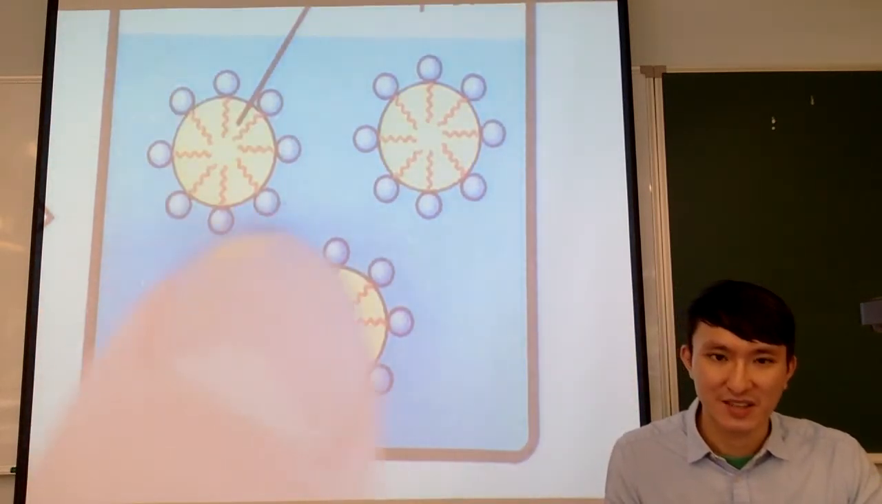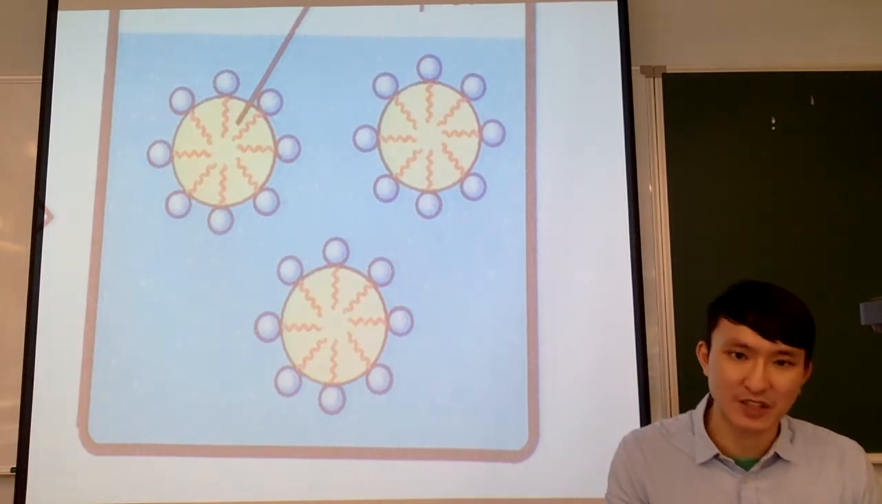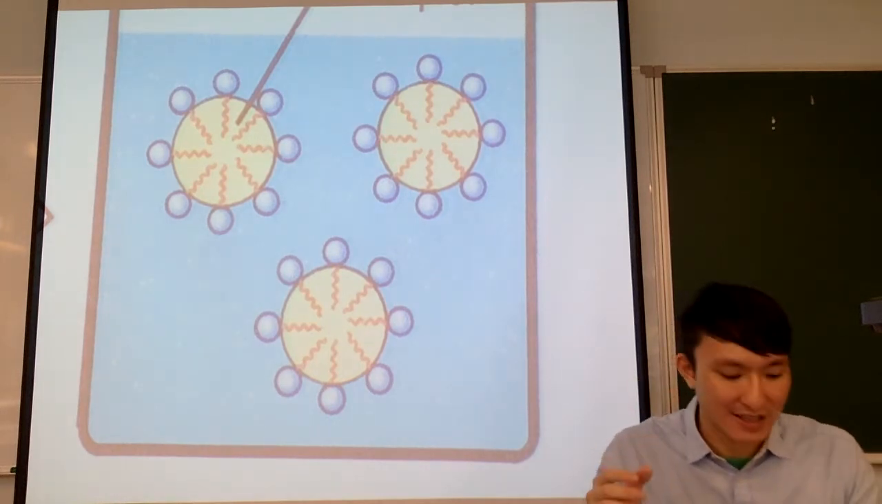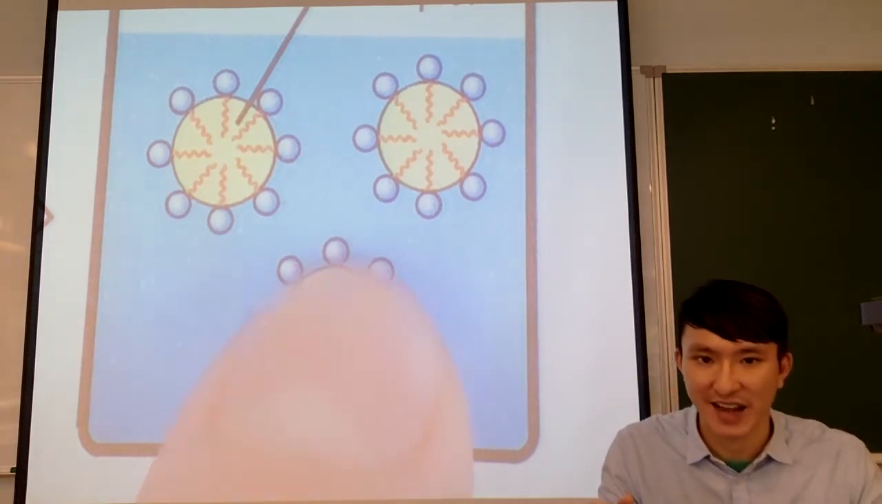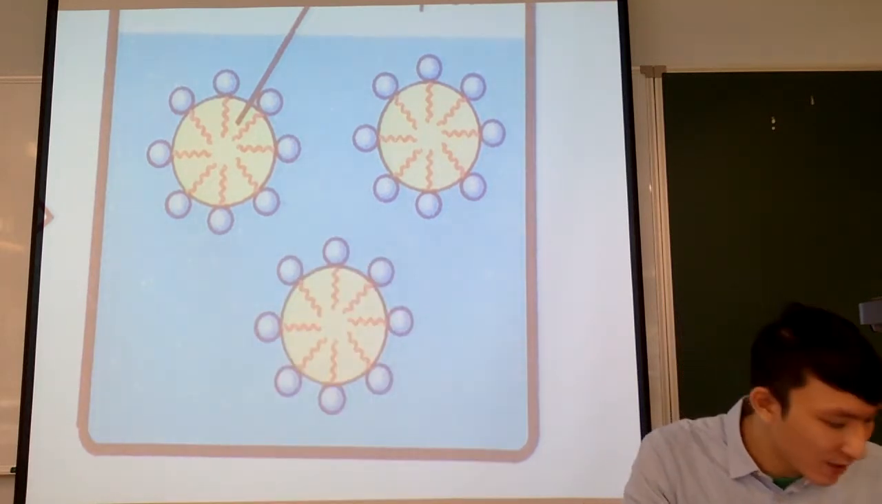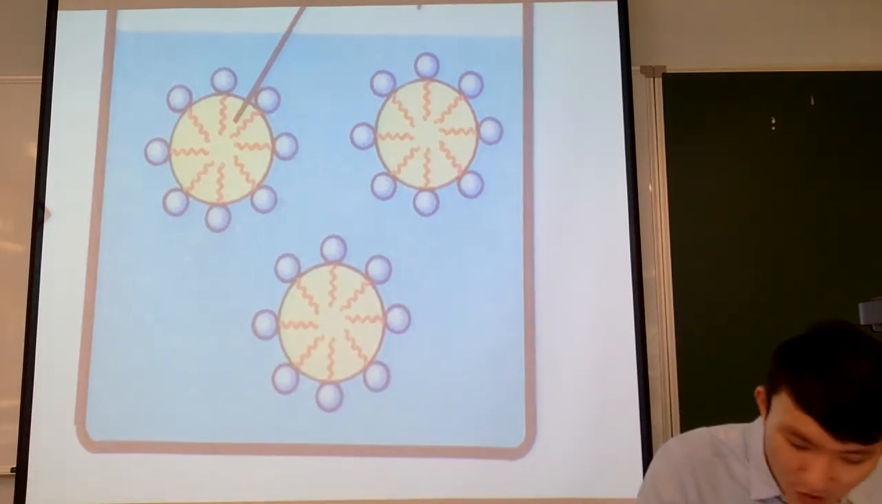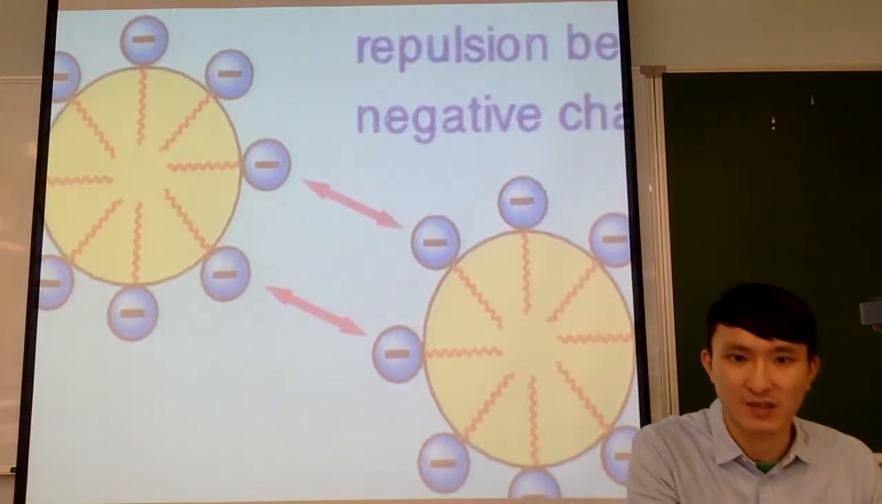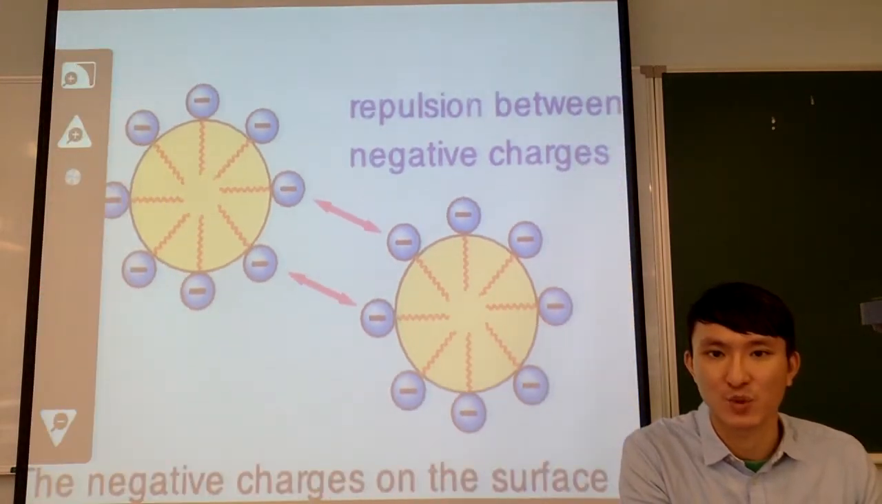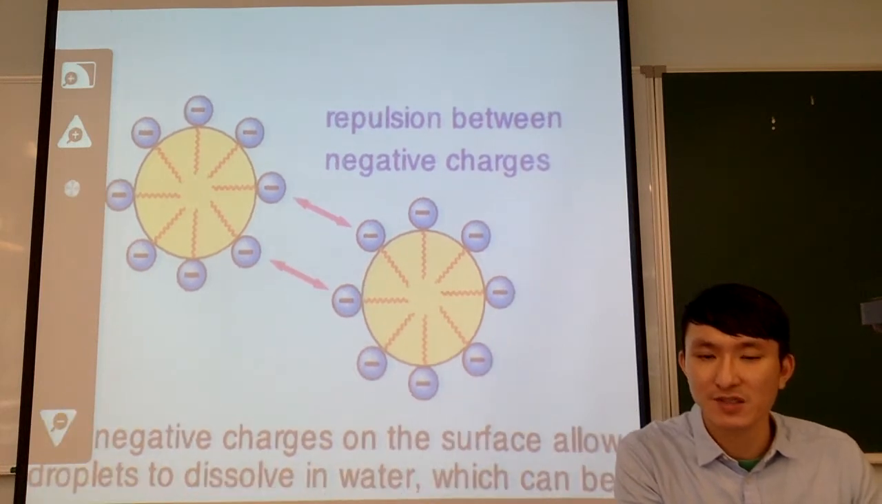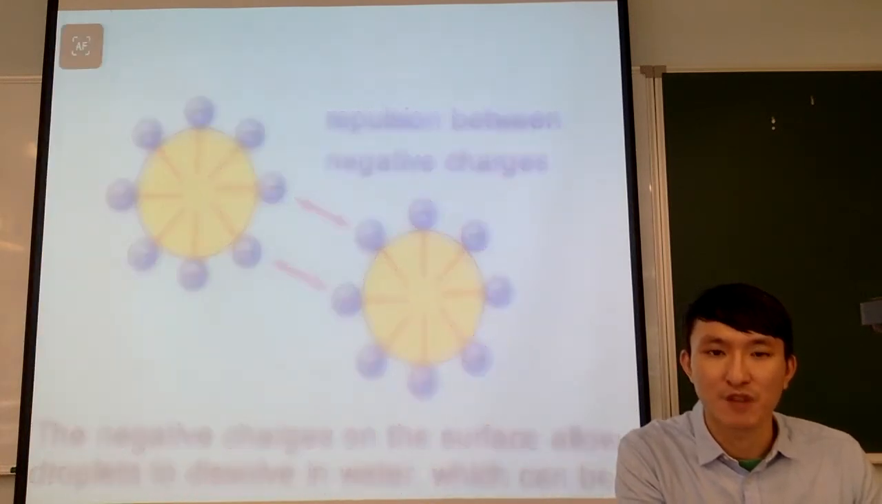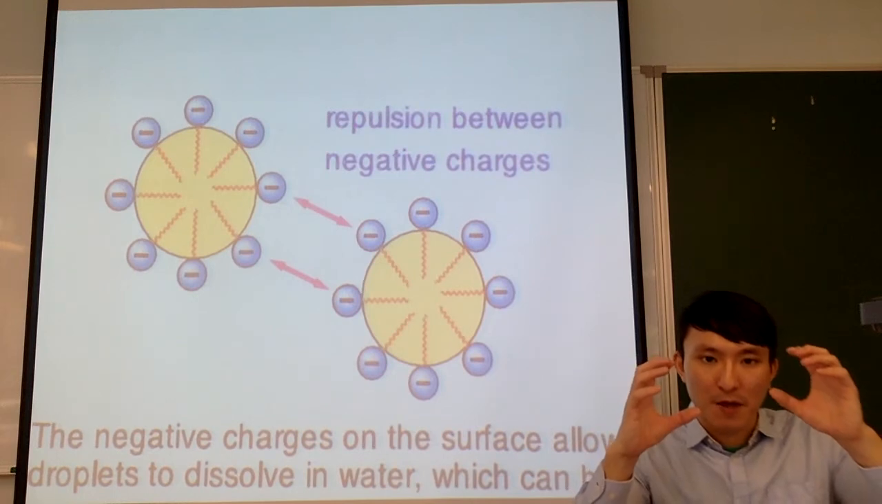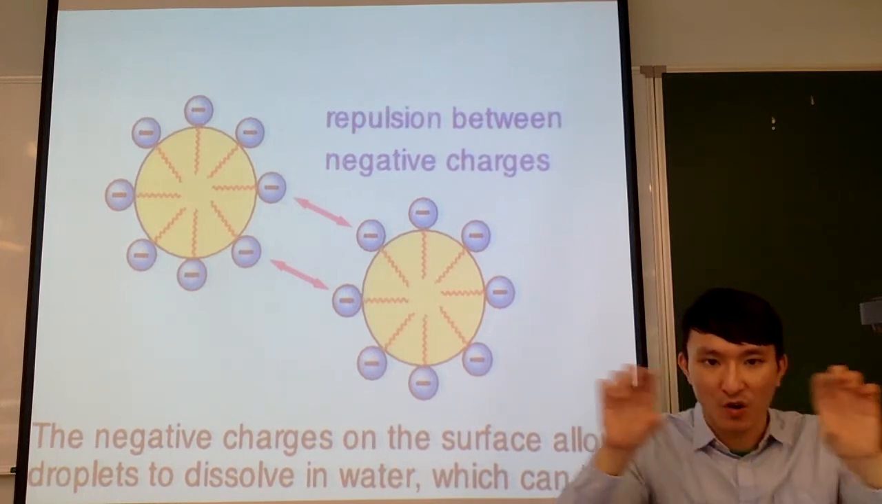Now, you notice the heads are all negatively charged, or at least they are likely charged heads, right? Negative, negative. So you would expect to see repulsion between the droplets, right? Such a repulsion will prevent the droplets from fusing together to form the oil layer.